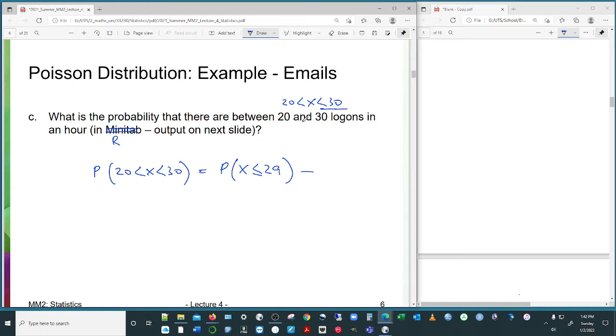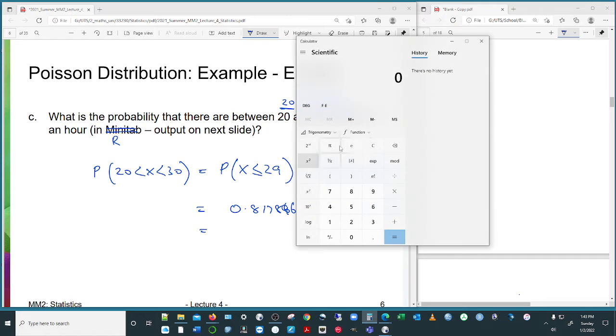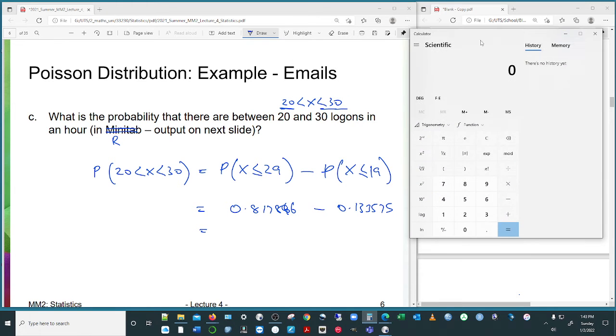And we're going to subtract everything below 20. So what's below 20? It's 19. So that'll pick up everything up to 19. Okay, so we can pick that up and we can pull that out. So we've got 0.81789996 minus 0.133575, and for some reason my calculation wasn't done, so I'm going to do it here.